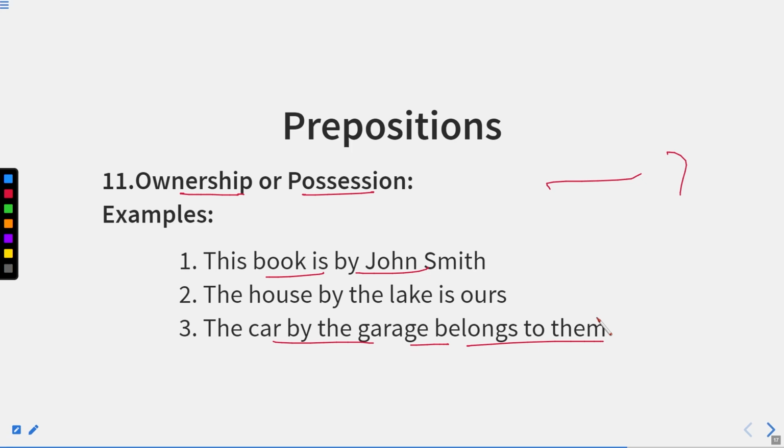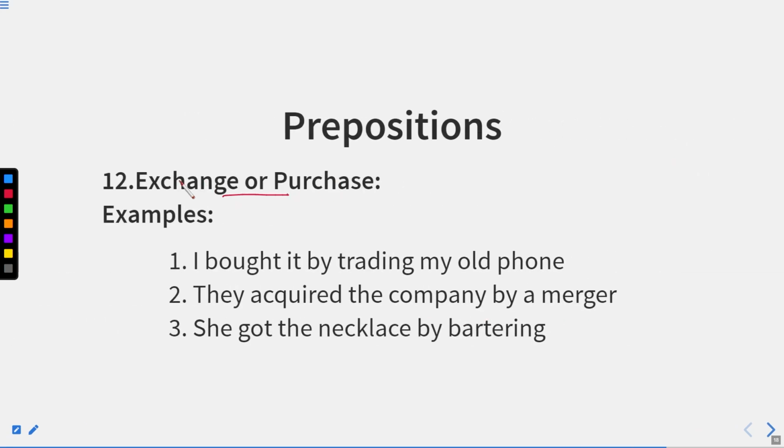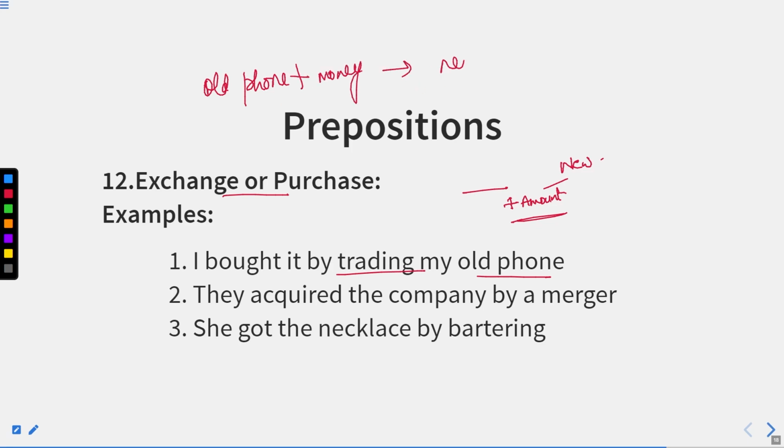Now let us move to the next one. Exchange or purchase. If we exchange something with another thing, we can use the preposition by. For example, I bought it by trading my old phone. It means, suppose I want to buy a new phone. Sometimes we sell our old phone and we take the new phone with some additional amount. Now you must have seen this kind of scheme in online shopping as well as offline shopping. We give our old phone and some more money, and we get the new phone in exchange of it.